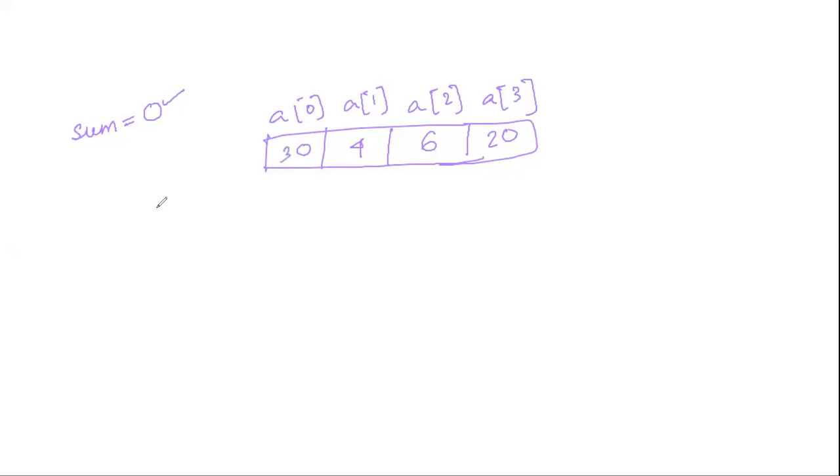So first I will add this sum with the value of a0. It gives me 30. Then the value I have, I will add with the value of A1, it will give me 34. Then this updated sum value, I will add with the value of A2, so it is giving me 40. Then this updated sum value, I will add with the value of A3, so it is giving me 60.